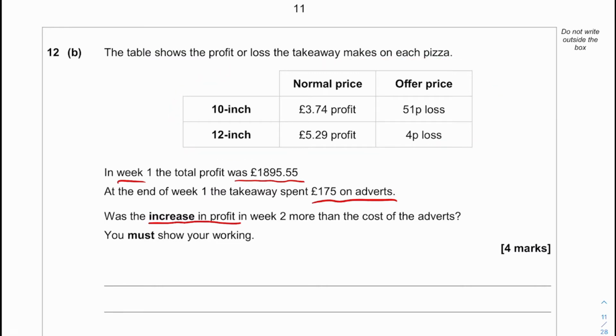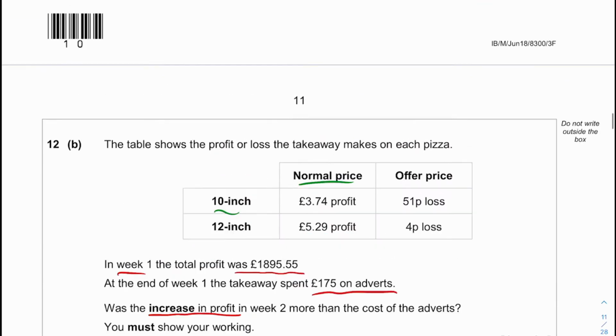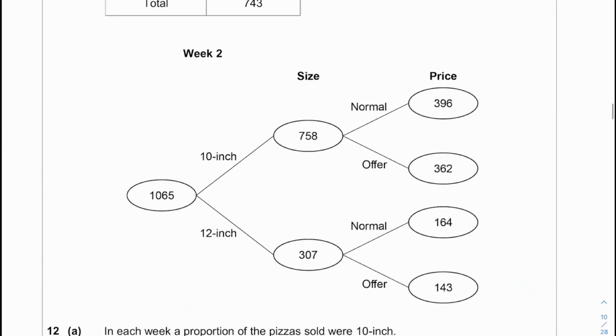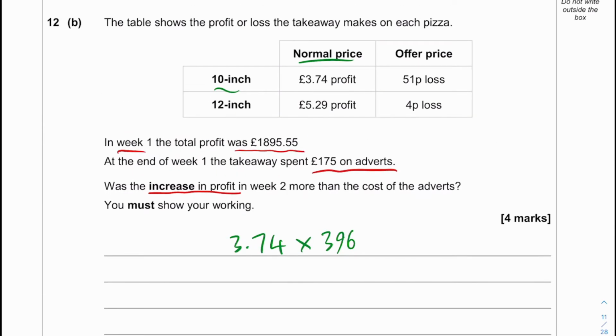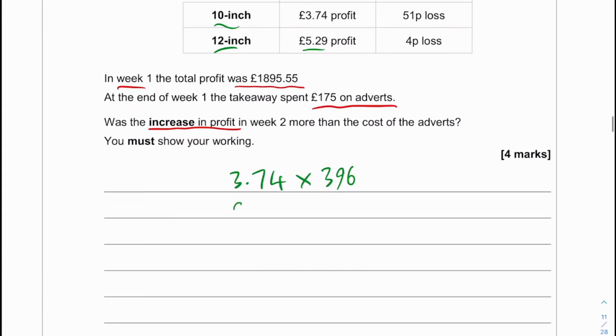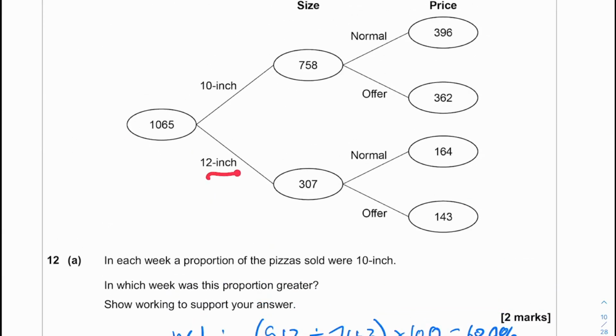So for a 10-inch normal price, it's £3.74 profit. So £3.74, and then the amount of pizzas that were sold at this rate, we've got 10-inch and then at normal price, so 396. So multiplied by 396. Okay, we've then got 12-inch pizza at £5.29 profit, normal price. So we've got £5.29 multiplied by 12-inch at normal price, which is 164.